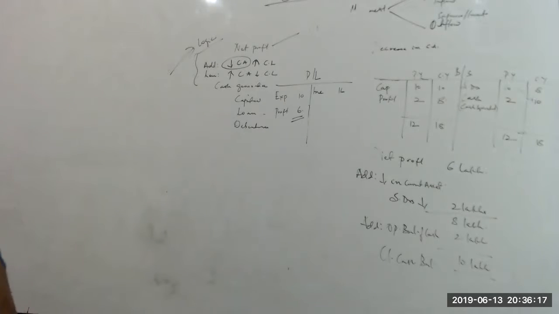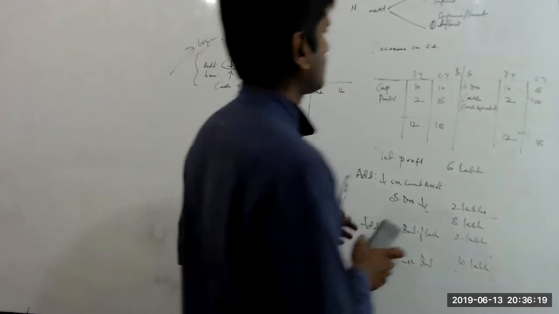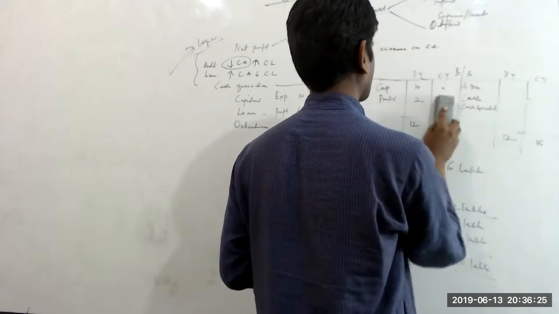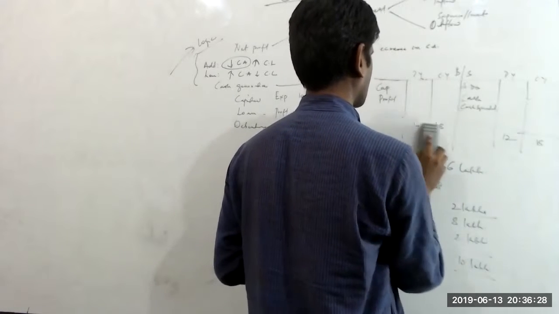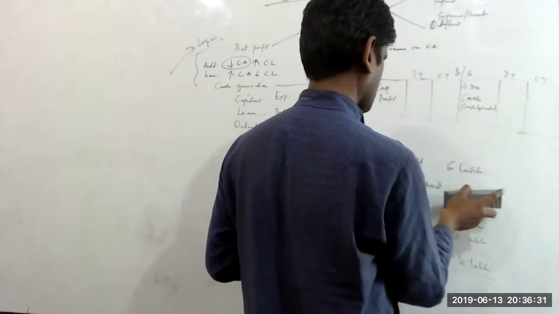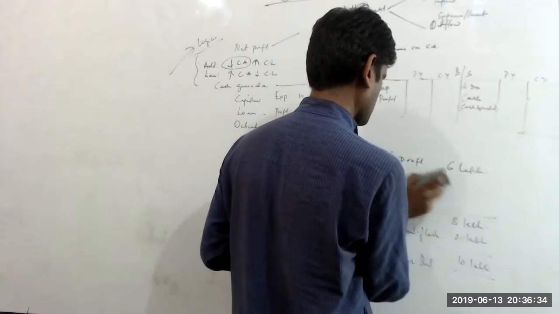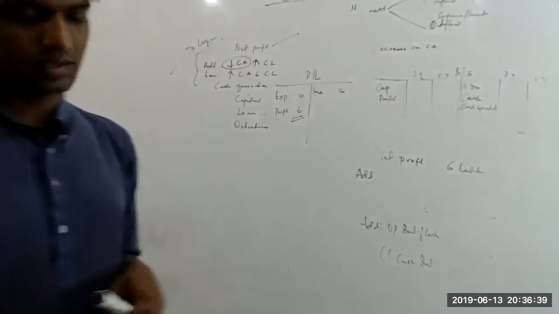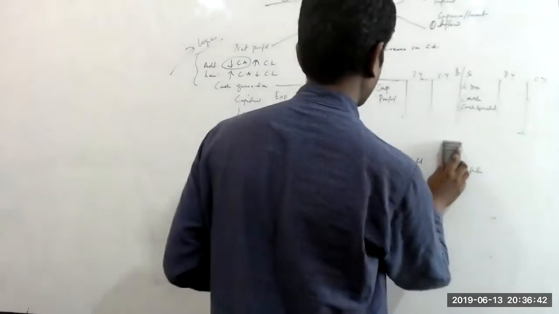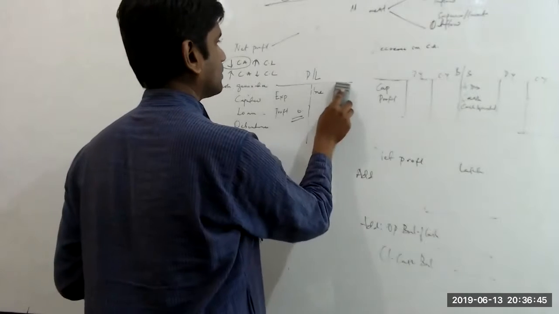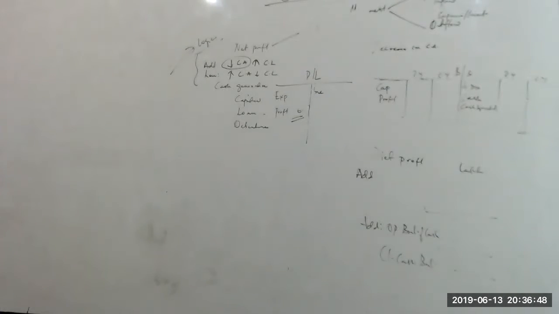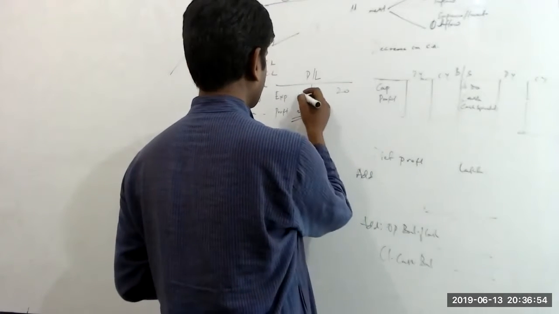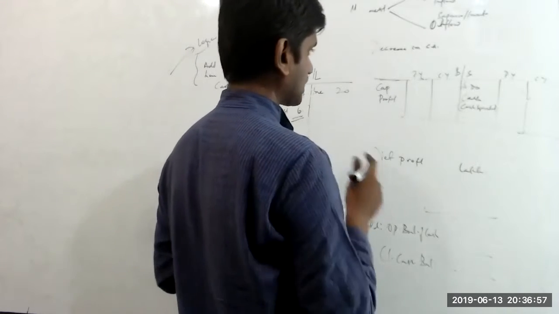So now let us take up the increase in current liabilities and see the effect. This is my profit. So my P&L is 20 lakhs income, expenses is 14 lakhs. Again, there is a profit of 6 lakhs.